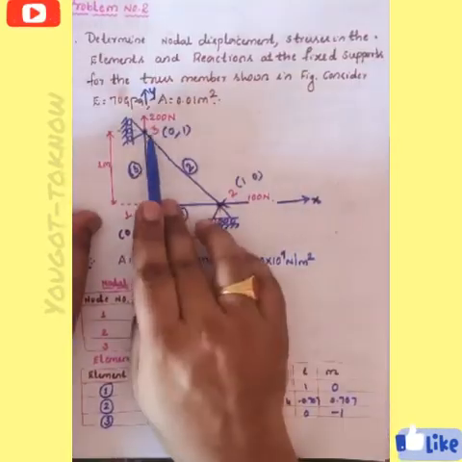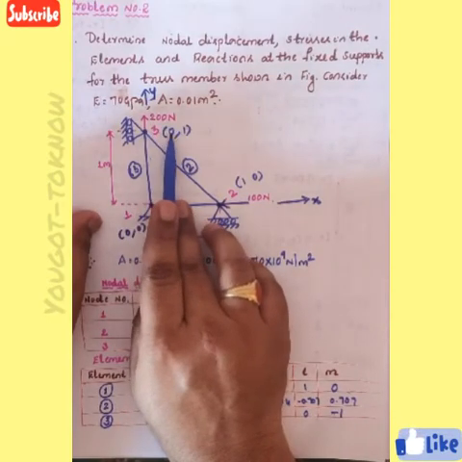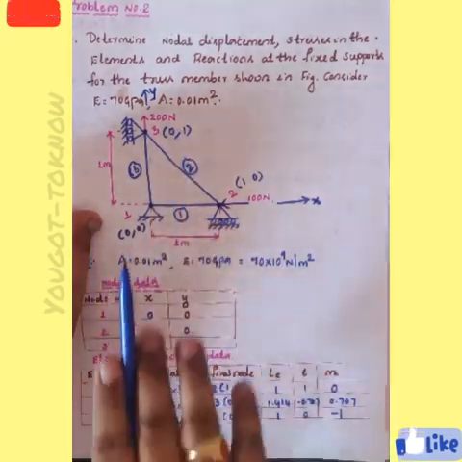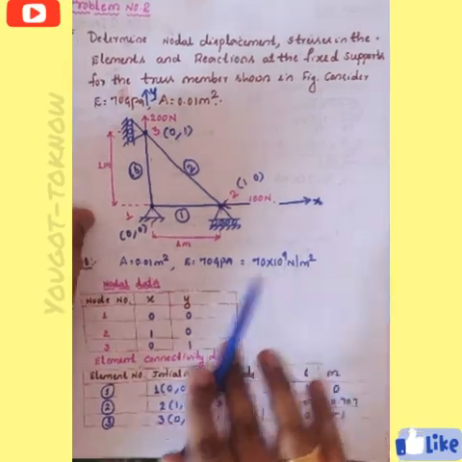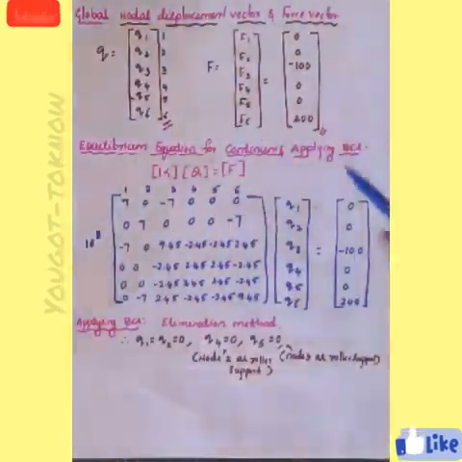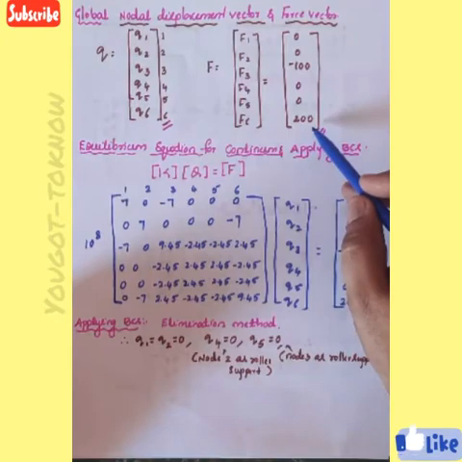Then go to F5. If you observe node 3, what is the horizontal force acting? There is no horizontal force at node 3, but a vertical force is acting in the positive direction, 200 Newton. That means F5 is 0, F6 is 200.